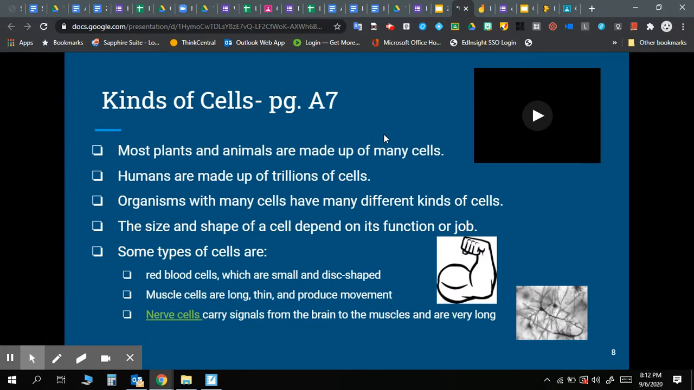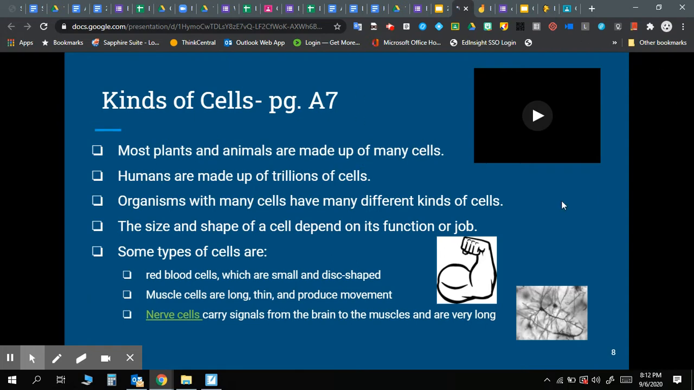Most plants and animals are made up of many cells. Humans are made of trillions of cells. Organisms with many cells have many different kinds of cells. The size and shape of a cell depends on its function, or the job of the cell. Some types of cells include red blood cells, the small disc-shaped ones. I'll go back and show you that picture in a second. We have muscle cells. They're long, thin, and they produce movement. And nerve cells carry signals from the brain to the muscles, and they're very long.